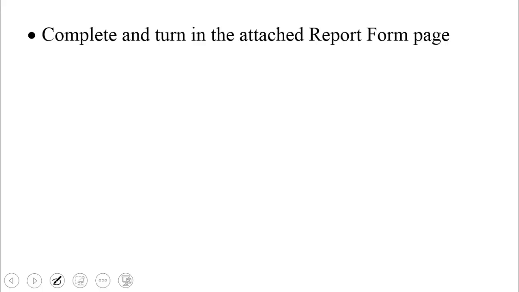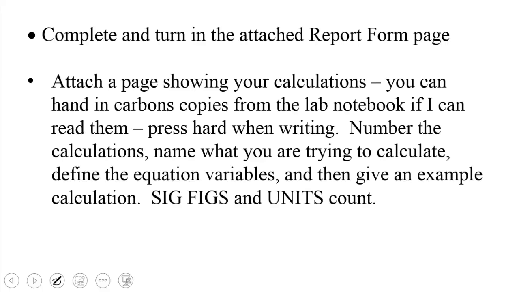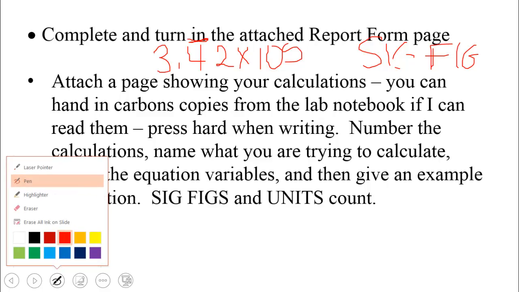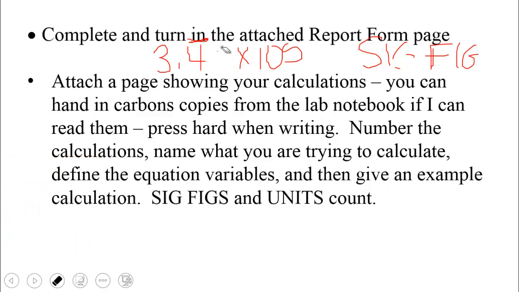Now, you will complete then your report form page. Significant digits are going to be important, so make sure that everything has been rounded. It is not okay for you to give me an answer like this with the line above it, because I don't know if you know how to round that off. And so make sure you're writing that if it's going to be 3.4 times 10 to the 5th power, that's what you wrote, okay?